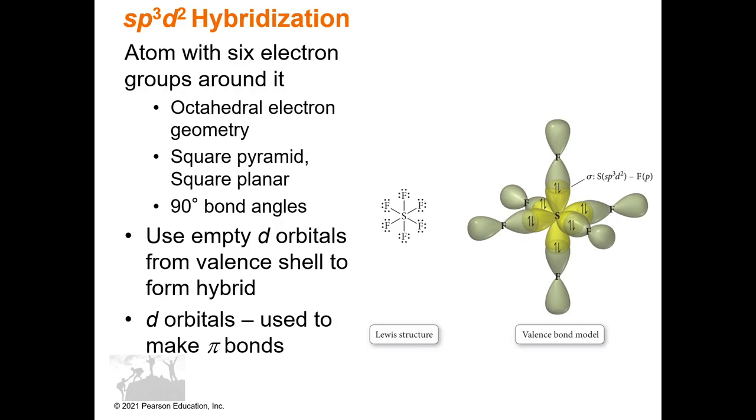When we see six electron groups on an atom, we would know that those orbitals are sp3d2 hybridized. Again, when you add up the superscripts, we would come up with six as our answer. So that tells you six electron groups. And don't forget about VSEPR theory again. That is an octahedral geometry. And depending on how many lone pairs there are, you could see square pyramidal or square planar.